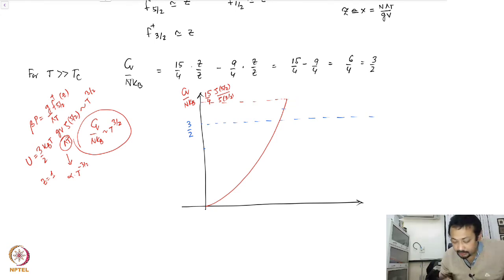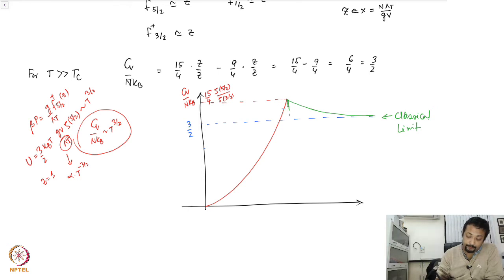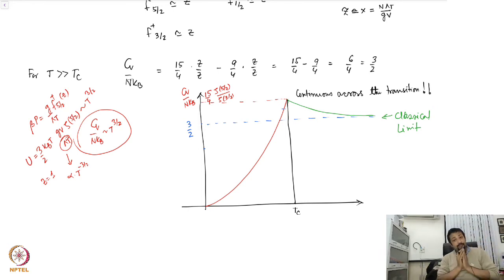should look something like this. Right. So this is the classical limit, and this is where your critical temperature Tc is. It is continuous across the transition. The specific heat is continuous across the transition.